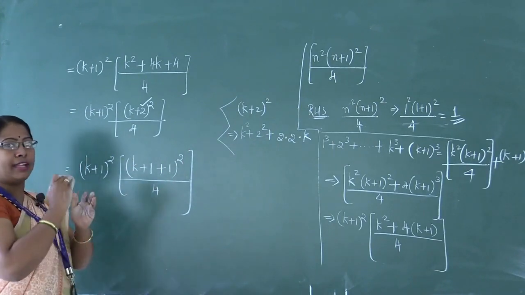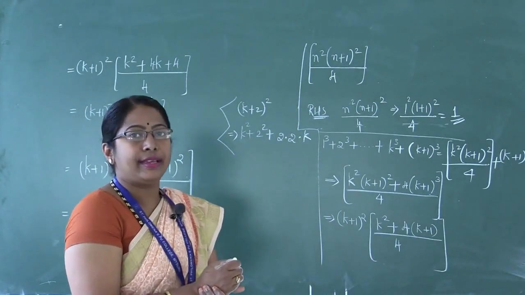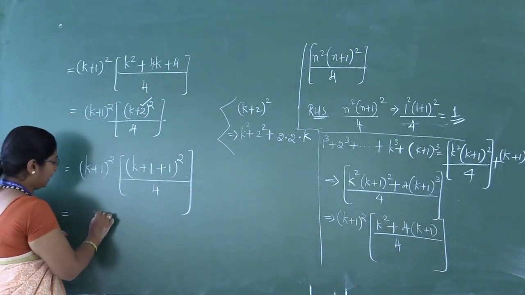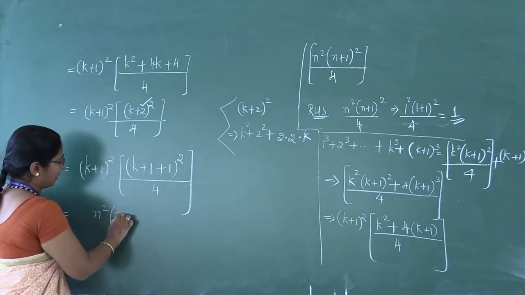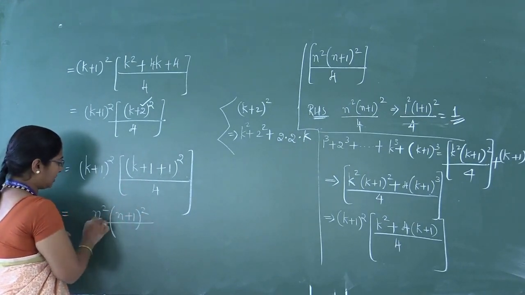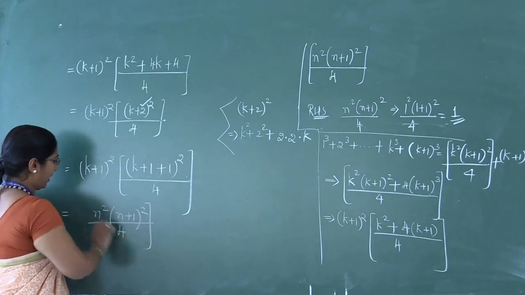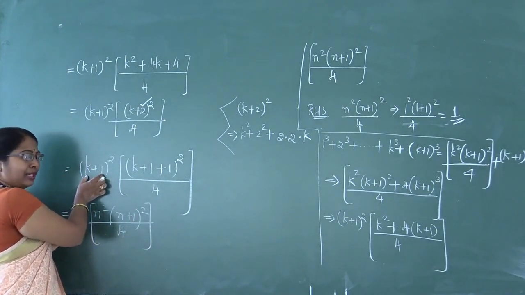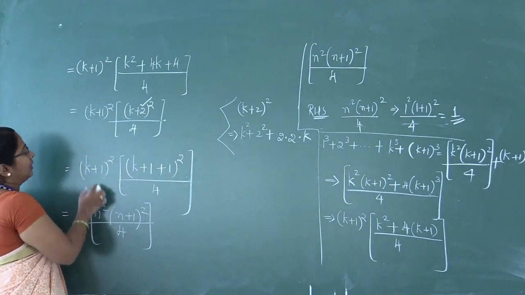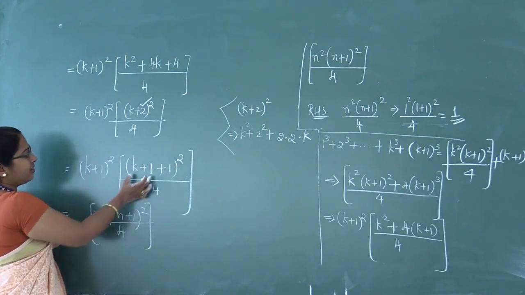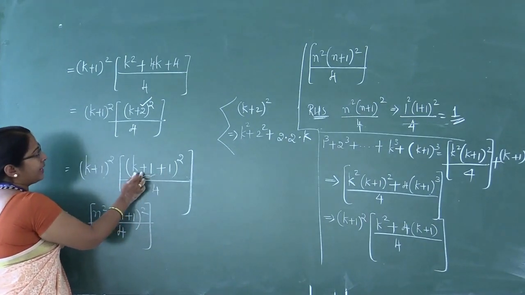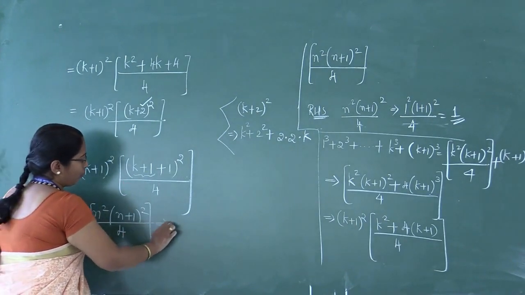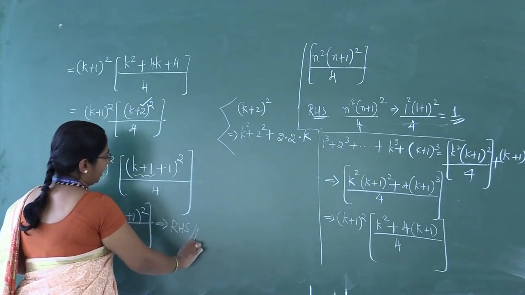What have we assumed n equal to? What are we proving for n equal to? K plus 1. So in terms of k plus 1, what do we write? N square into, this can be written as n plus 1 whole square, complete thing divided by 4. K plus 1 is nothing but n, because for n equal to k plus 1, we are proving the given statement. In place of k plus 1 we write n. This can be written as n plus 1 whole square, whole thing divided by 4, which is equal to RHS.